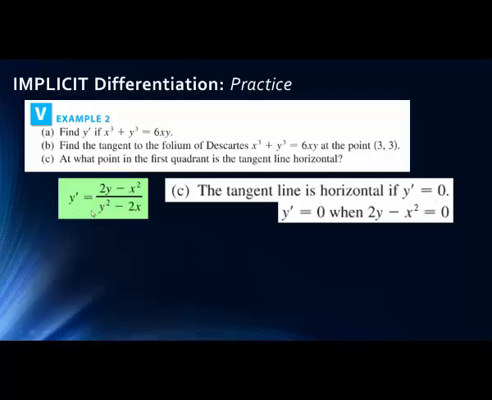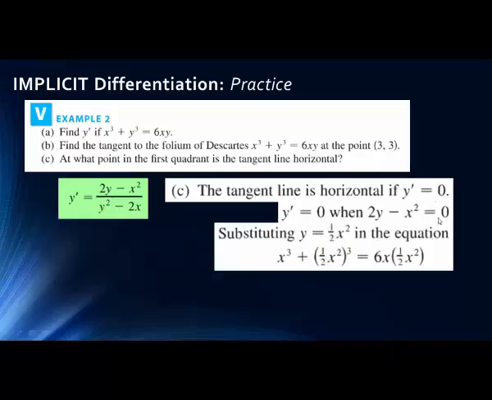Notice if we set this equation equal to 0, we could cross multiply and that gets rid of the denominator. Or we could also realize that this whole fraction is going to equal 0 when the numerator equals 0. And that's what we have here. That y prime will equal 0 when the numerator equals 0. Because if we have 0 divided by anything, we have the whole equation equals 0. So when I solve this for y, I get y equals 1/2 x squared. Okay? 2y equals x squared, so y equals 1/2 x squared.